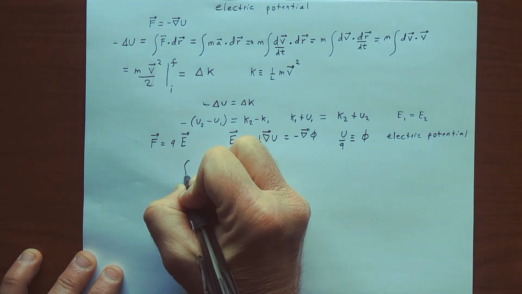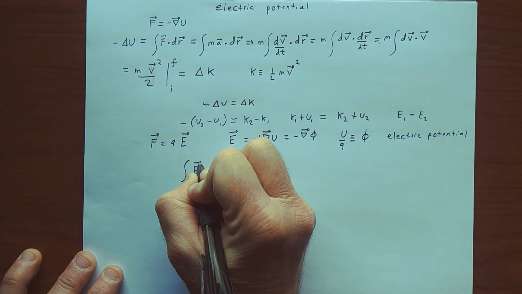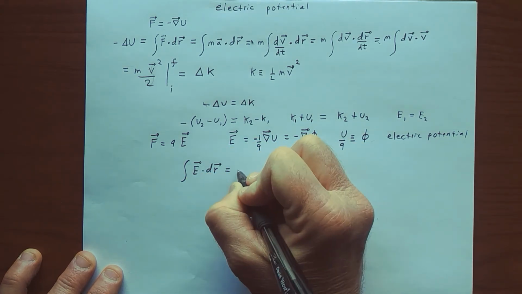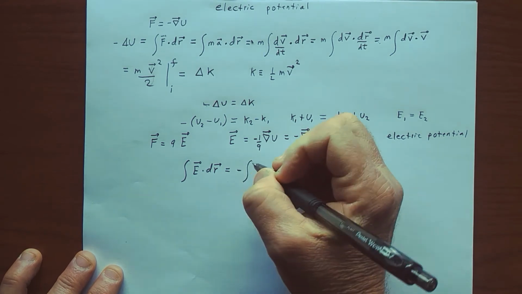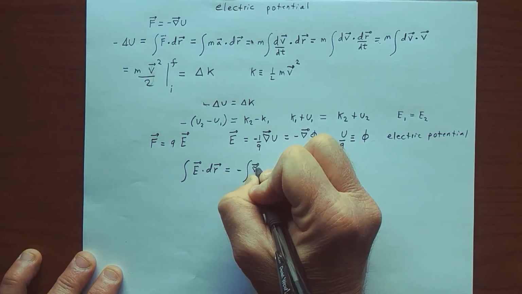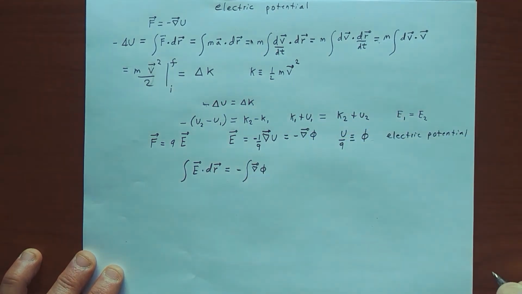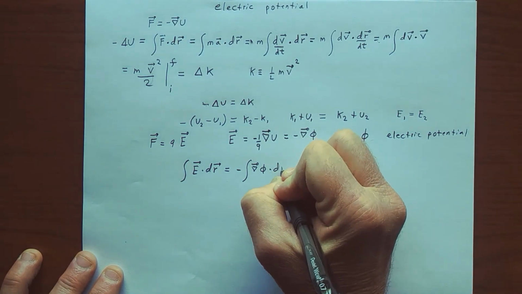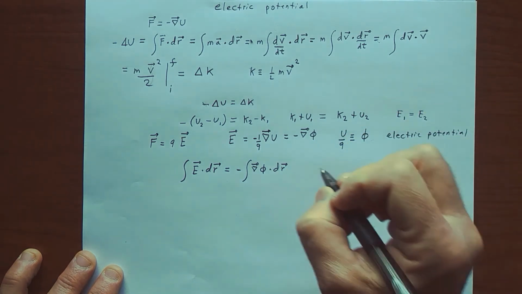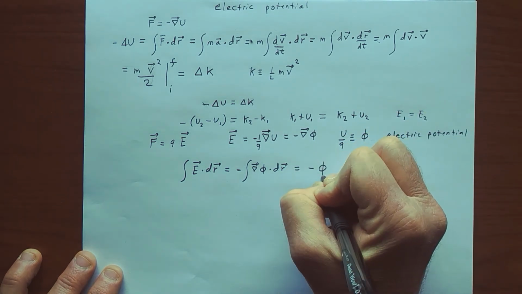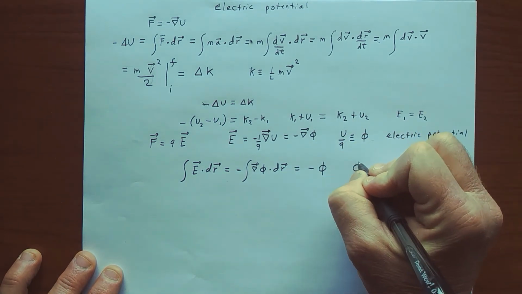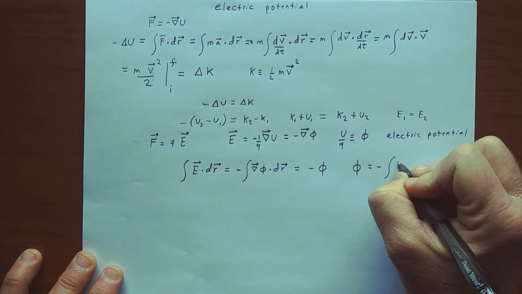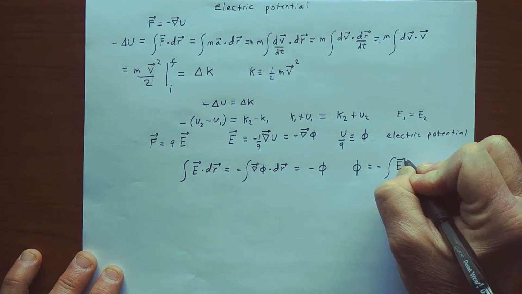So, right, if we integrate the electric field over some distance r, then that is the same as integrating minus the gradient of phi over some distance, and that's equal to minus phi. So we have that the electric potential is equal to minus the integral of the electric field over some distance.